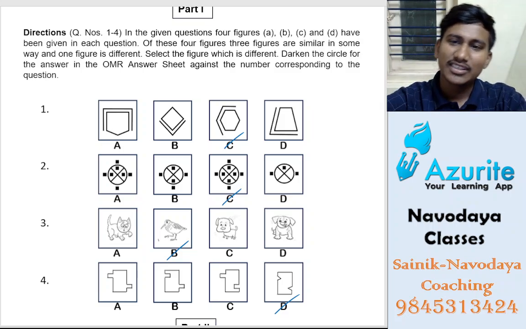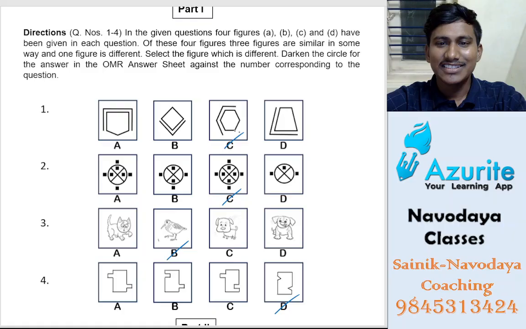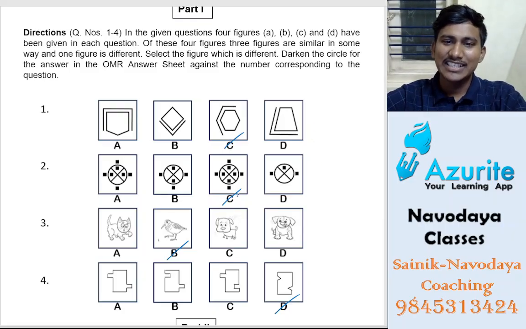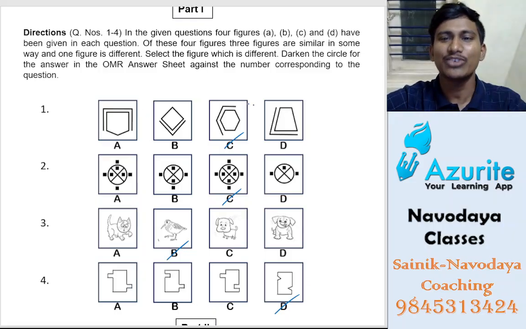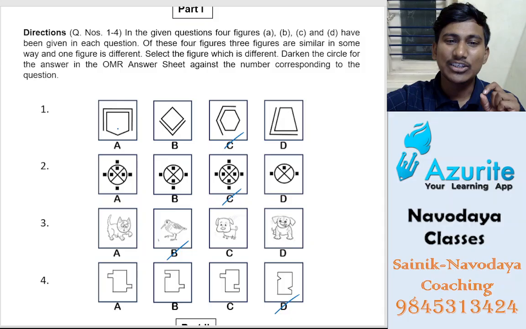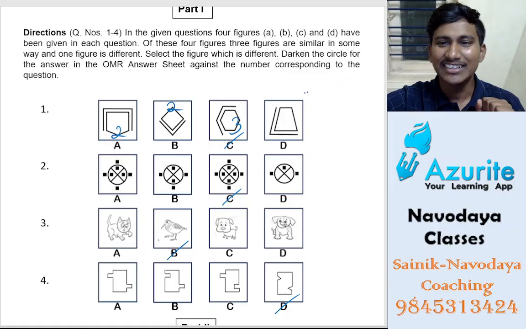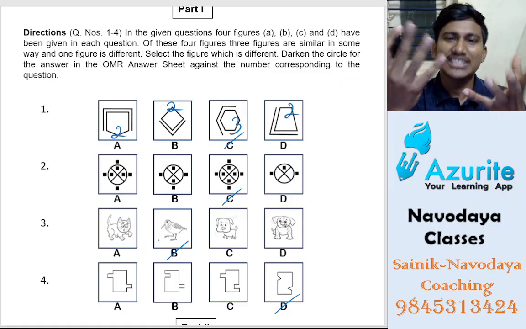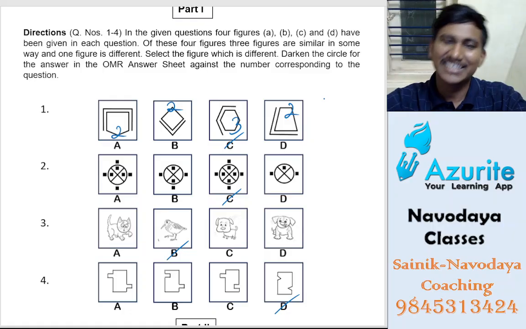So see students, here the first answer is C, the second one is C, the third one is B, and the fourth one is D. So first one, how is it C? See here, only two sides are not covered. Here also two are not covered. Here 1, 2, 3, three sides are not covered. Here two sides are not covered. Which is the answer? Three sides are not covered.